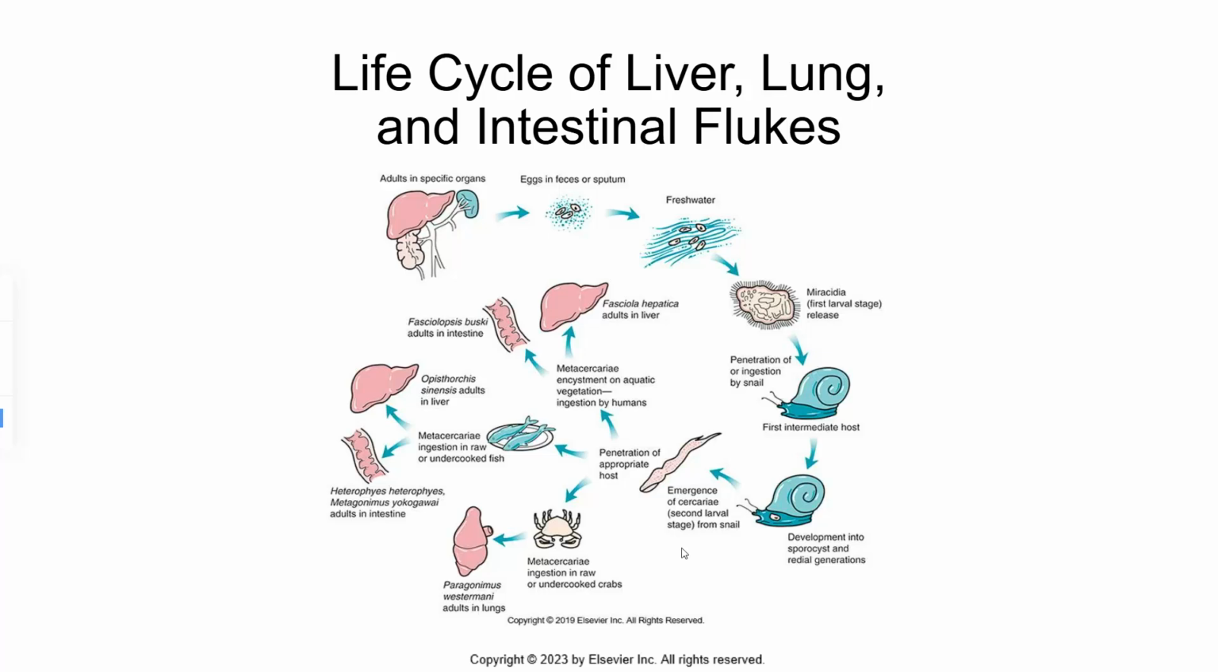If certain types of cercariae enter into crabs, then if we ingest them, we would release Paragonimus westermanni into the body, and eventually the adult worms end up in the lungs. If we ingest undercooked fish or raw fish, then we've got a couple different types of organisms that can end up in the intestine and in the liver. And then if we eat the vegetation, Fasciolopsis buski can end up in the intestine, and Fasciola hepatica can end up in the liver.